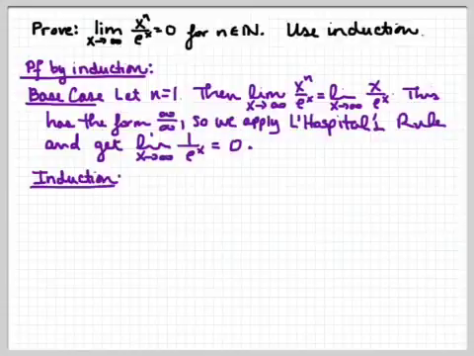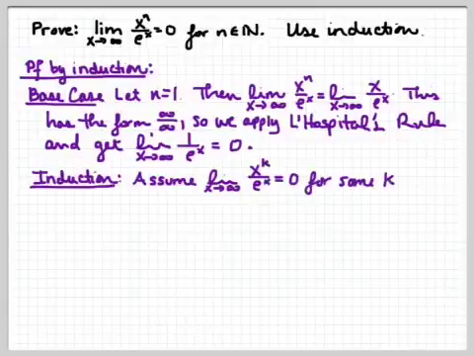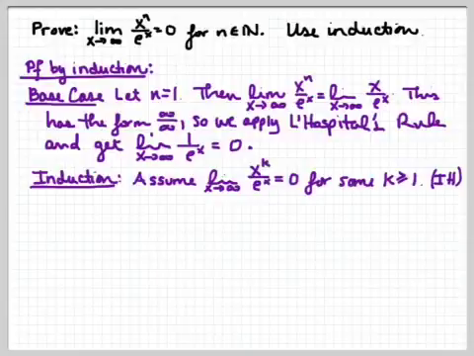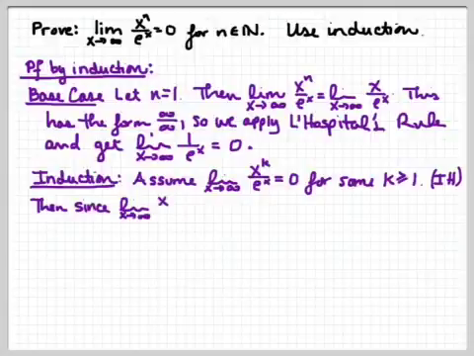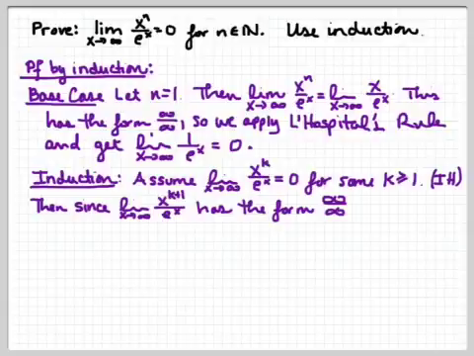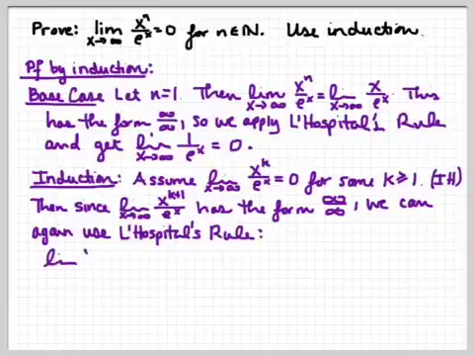Now we'll go on to our induction. So we will assume that the limit as x goes to infinity of x to the k over e to the x equals 0 for some k greater than or equal to 1, and I'll label that IH for inductive hypothesis. Then, when we look at x to the k+1 over e to the x, it still has the form infinity over infinity, which means that we can use L'Hopital's rule again, and we get the limit.